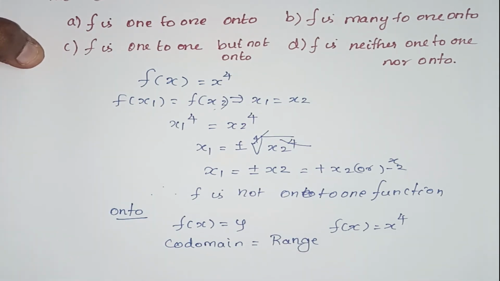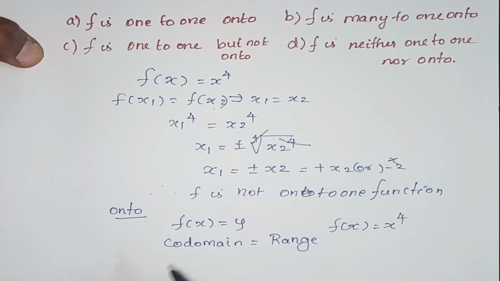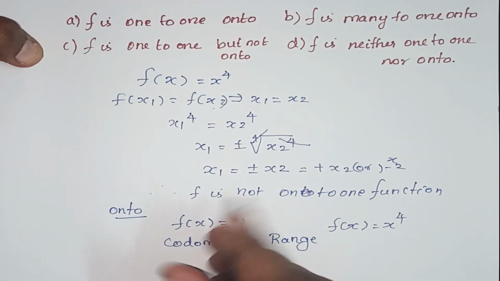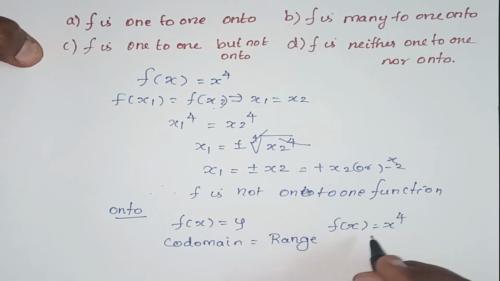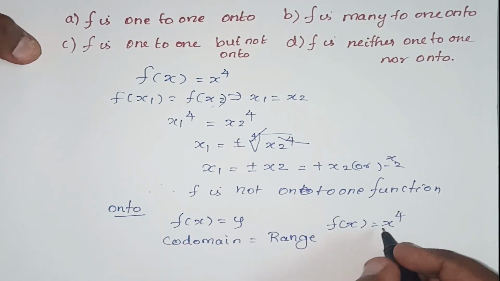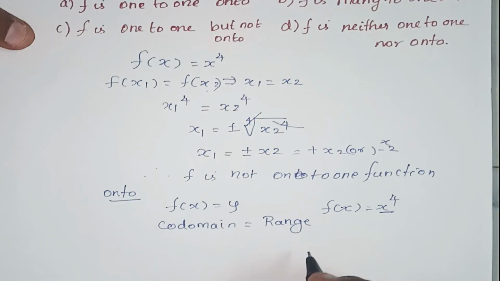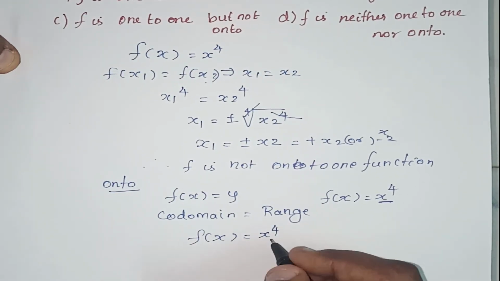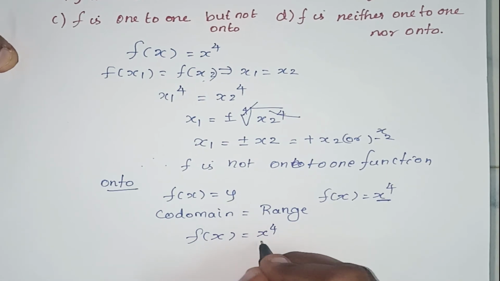If we can find the range of this function, it is easy to check whether the codomain is equal to the range. If we can't find the range of this function, we need to prove f of x is equal to y. So we need to prove it by an equation. But here we can easily find the range of this function, because x power 4, this is the f of x, this is our range. f of x is equal to x power 4, this is our range.